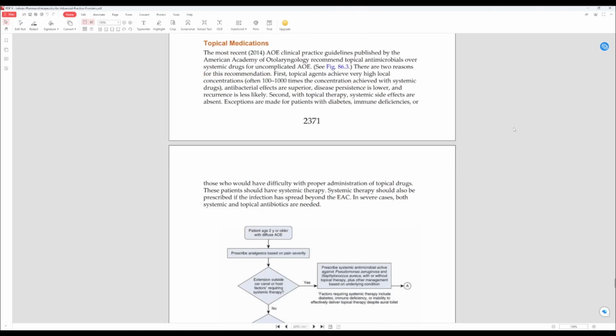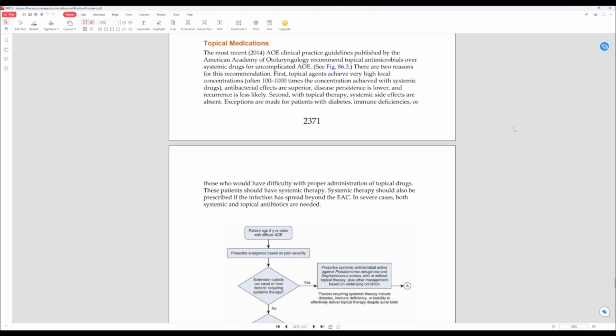So, what about topical medications? The most recent 2014 AOE clinical practice guideline, published by the American Academy of Otolaryngology, recommends topical antimicrobials over systemic drugs for uncomplicated AOE. There are two reasons for this recommendation. First, topical agents achieve very high local concentrations, antibacterial effects are superior, disease persistence is lower, and recurrence is less likely. Second, with topical therapy, systemic side effects are absent.